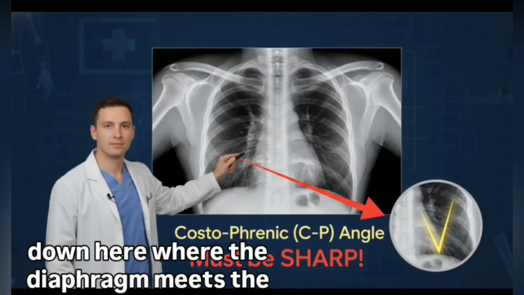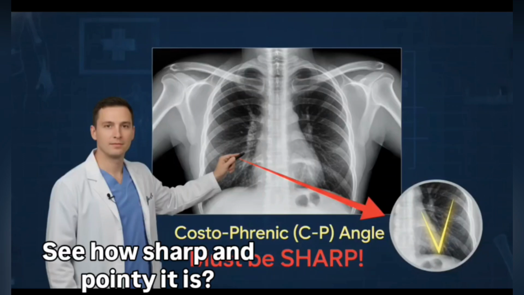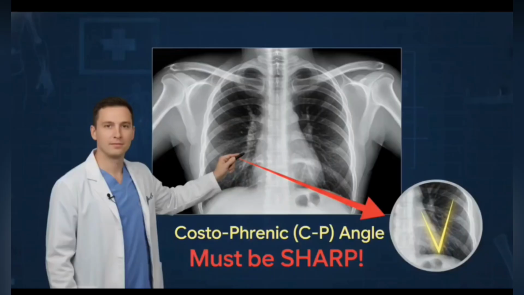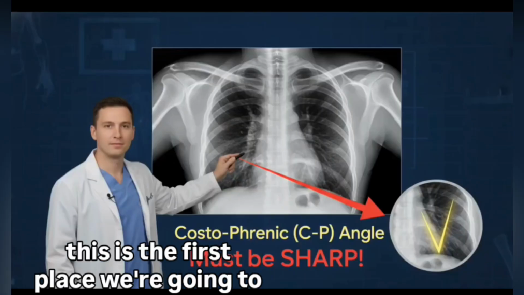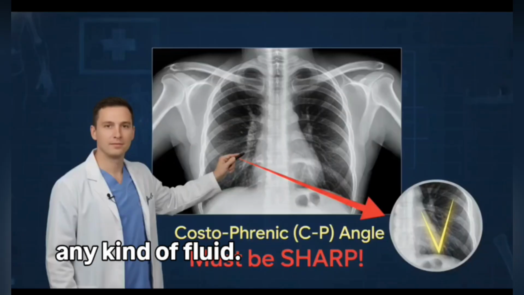Now, Bacho, I want you to focus on this one specific area. Down here, where the diaphragm meets the ribs. This is the costophrenic angle, or the CP angle. See how sharp and pointy it is? It has to be sharp. Burn this image into your brain because this is the first place we're going to look when we suspect trouble, especially any kind of fluid.